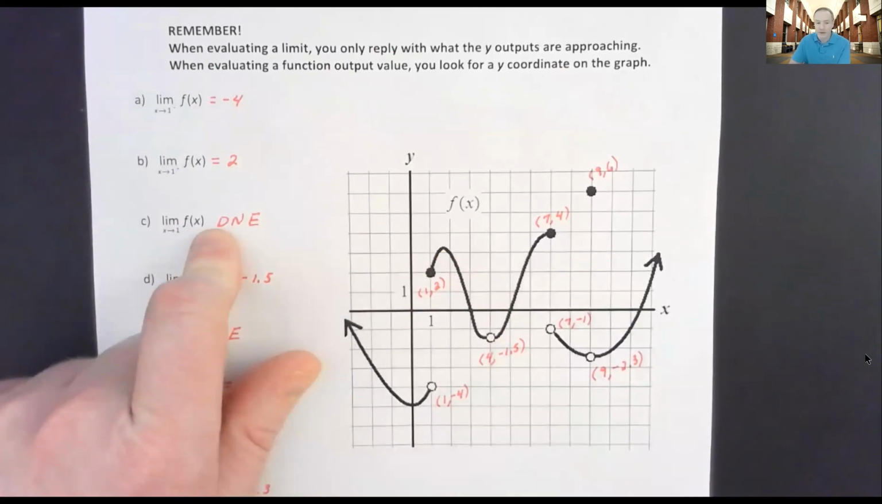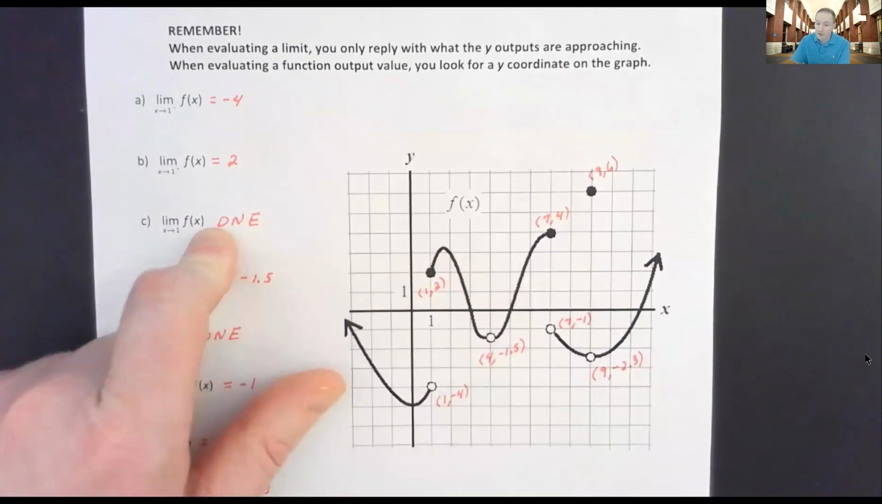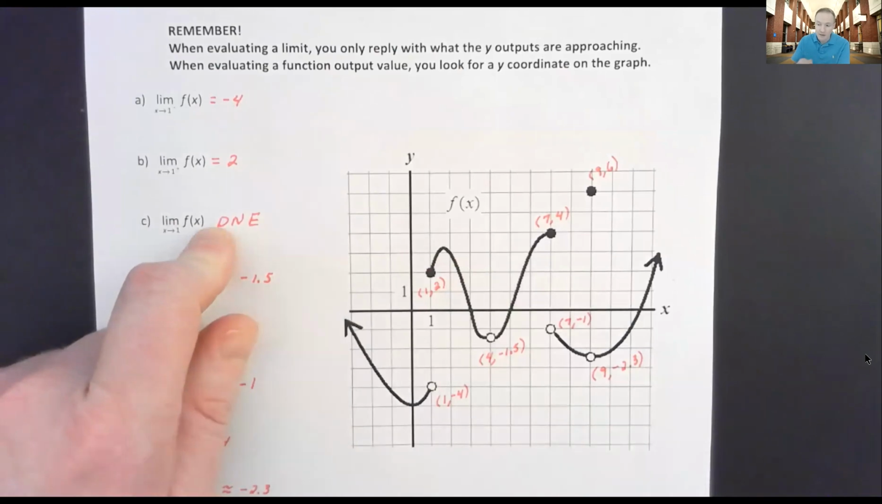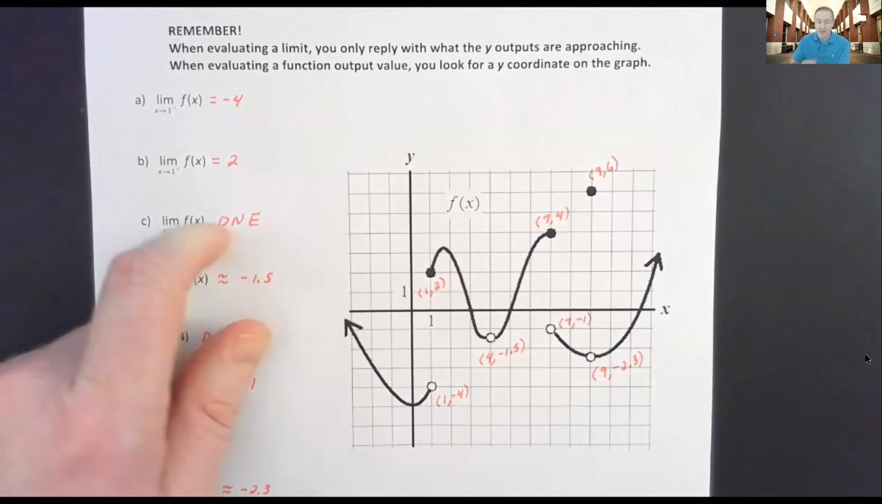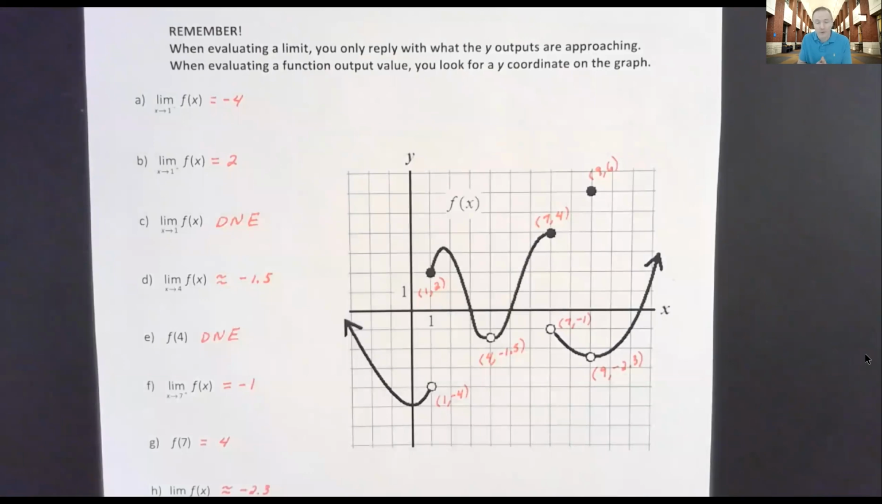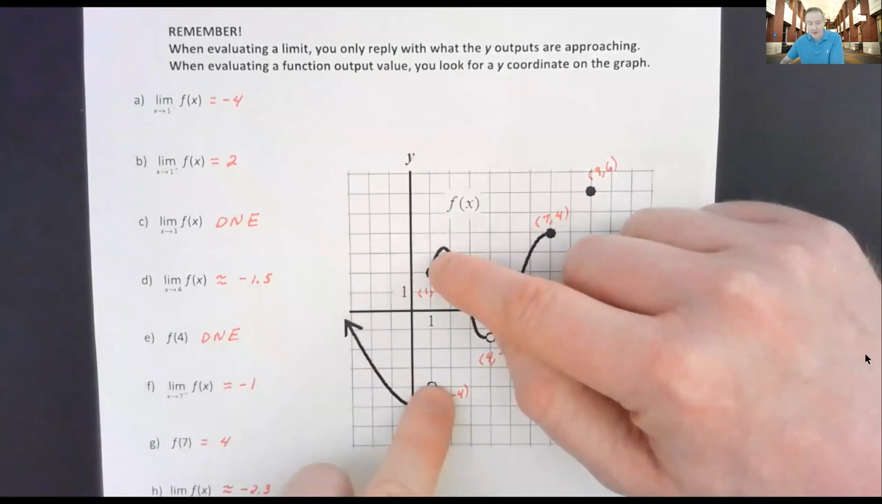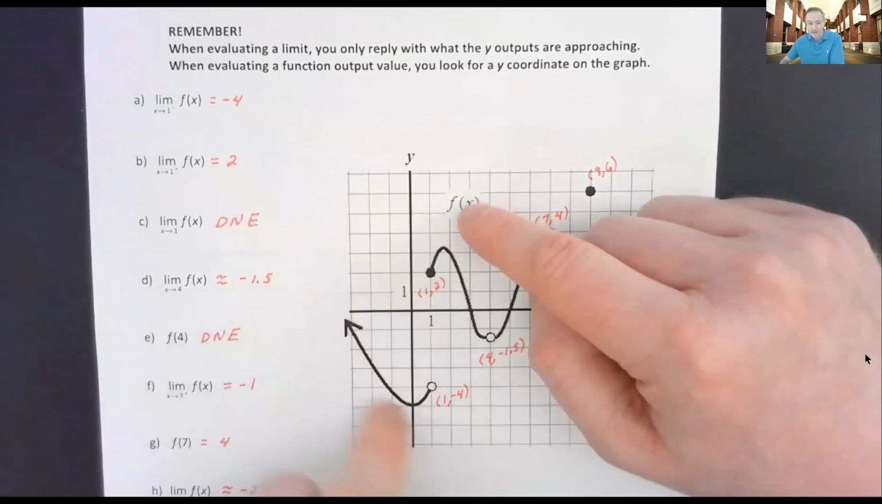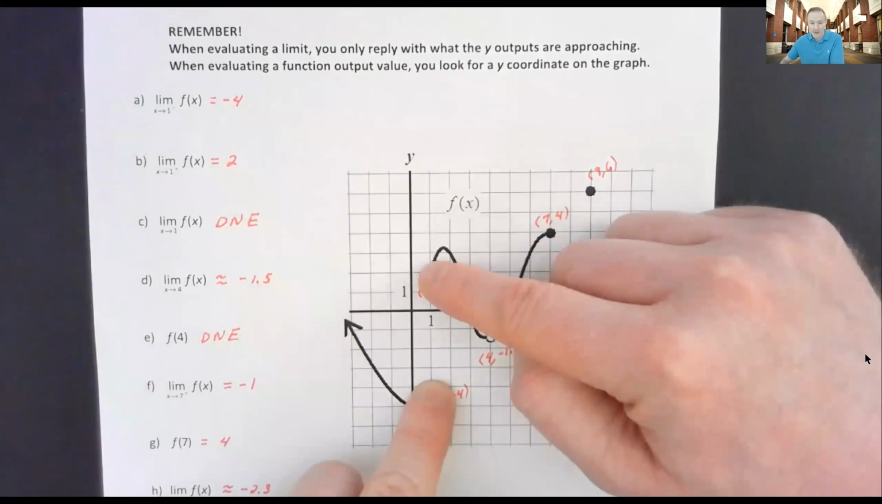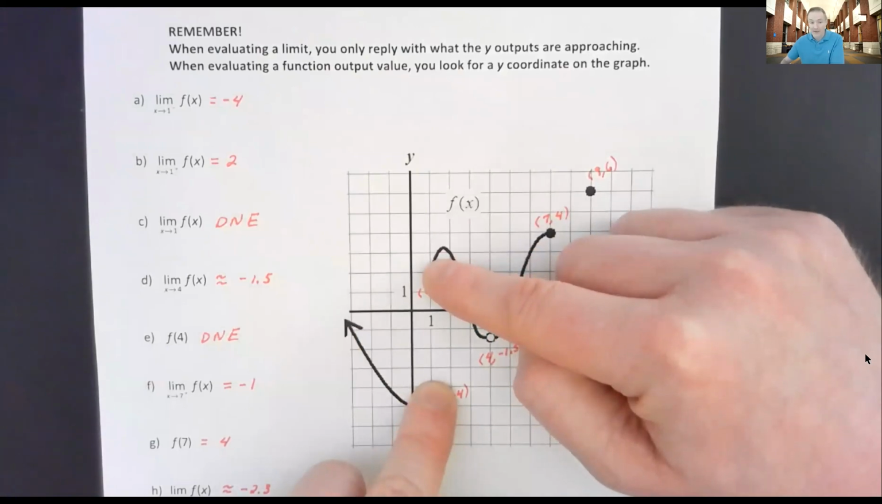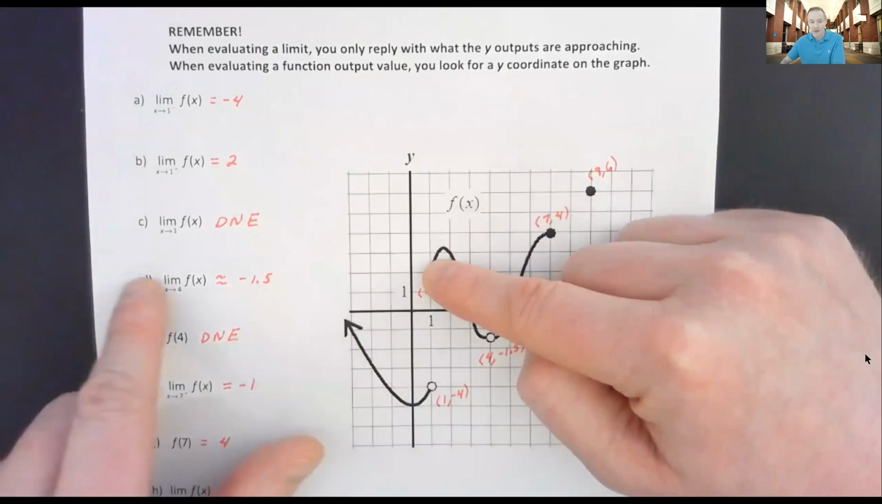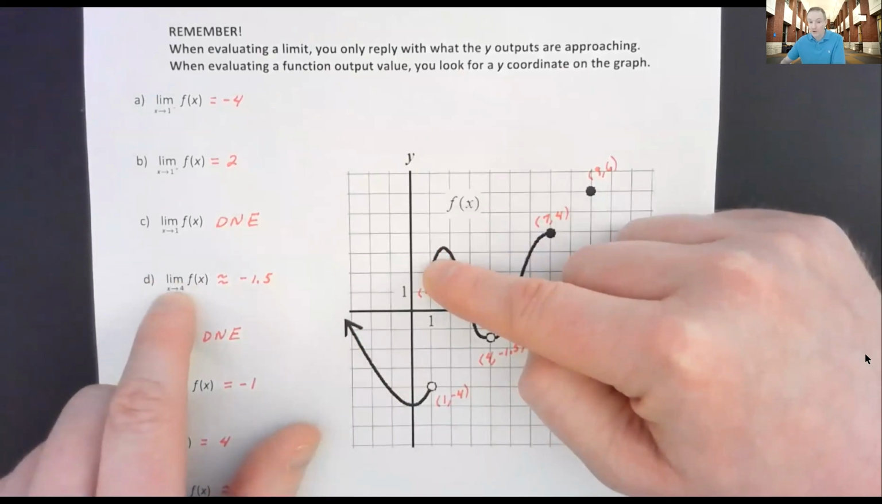Well, what about the limit as x approaches 1? And here's where I want you to understand. The overall limit does not exist. Why? When will the overall limit not exist? The only time the overall limit will not exist is when the left-hand limit does not match up to the right-hand limit. Since the left-hand limit does not match the right-hand limit, the overall limit as x approaches 1 does not exist.